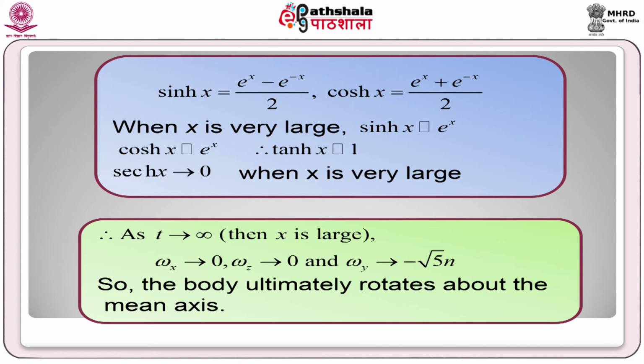Therefore, as t tends to infinity, that is for large time, x is also large. Therefore, in that case omega x tends to 0, omega z tends to 0, but omega y tends to minus root 5 n. Omega y is the angular velocity about the mean axis. So, the body ultimately rotates about the mean axis.